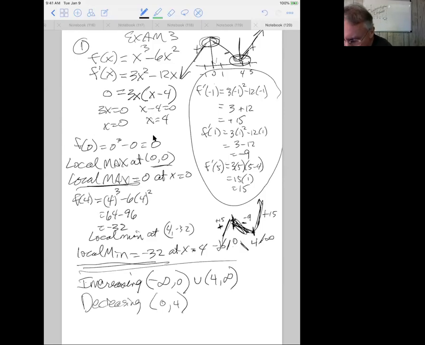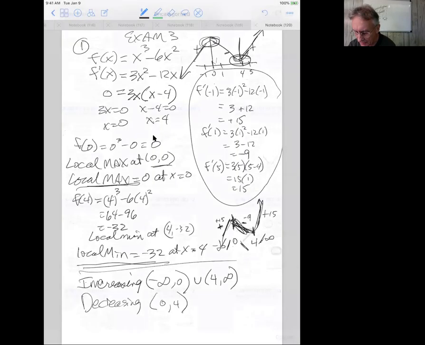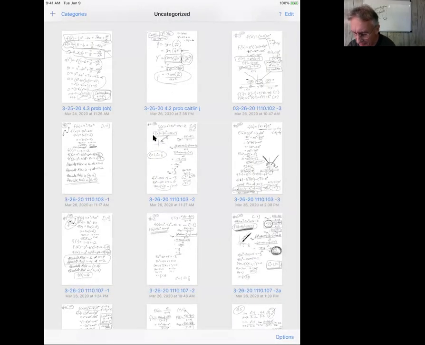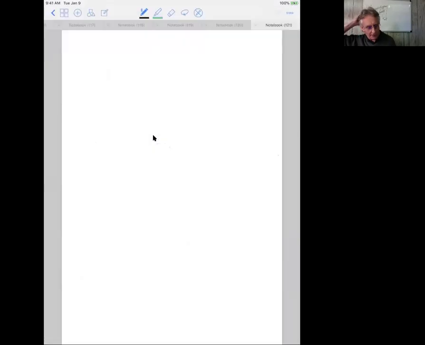Okay, let's go on to 1B. So for part B, B was increasing intervals, decreasing intervals. C, concave up and down.